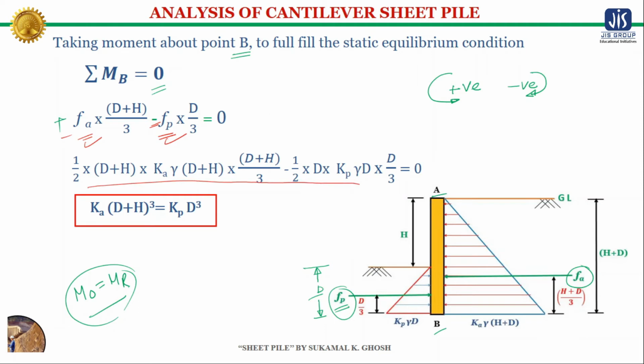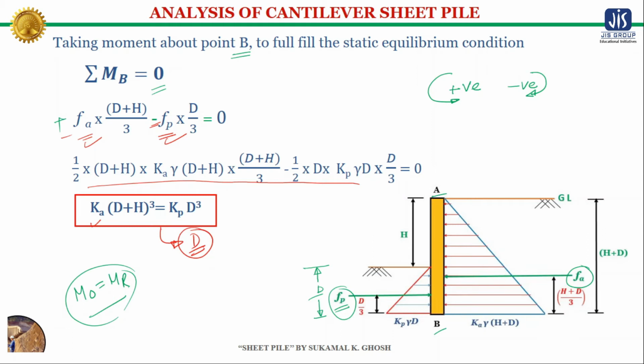Now if you put the value of this Fa and Fp, then you will have this expression. And if you solve it, you will have Ka into d plus h whole cube is equal to Kp into d cube. From this expression we can calculate the value of d. So this is the second method that we have adopted.